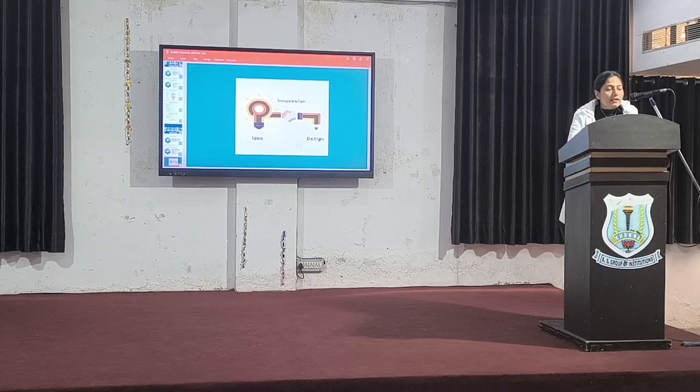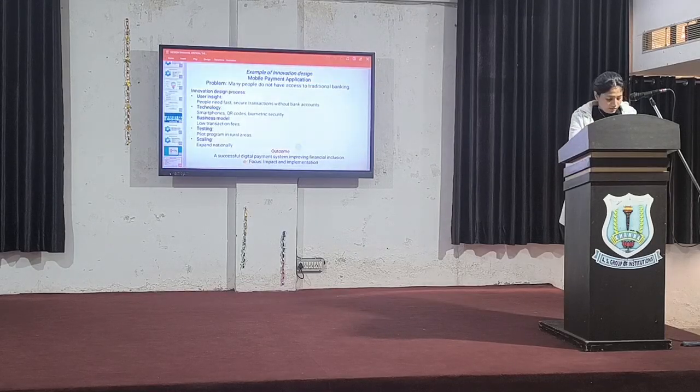As we can see in the diagram, what is innovation? When idea shakes hands with design, it becomes innovation. Let's solve it with an example. Mobile payment application. What is the problem here?